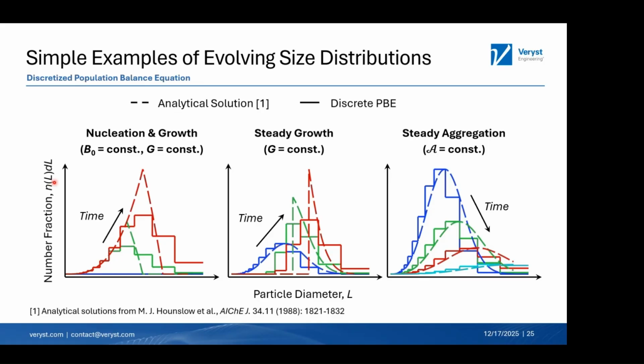What I'm plotting is the number fraction as a function of particle diameter. And these show how nucleation and growth and aggregation phenomena influence these size distributions under very specific conditions. Here I'm taking the rates to be constant. That's generally not the case. These are very simplified approximations, but in general show roughly how you would expect these distributions to evolve. To get more quantitative, we have to be more specific about these phenomena.